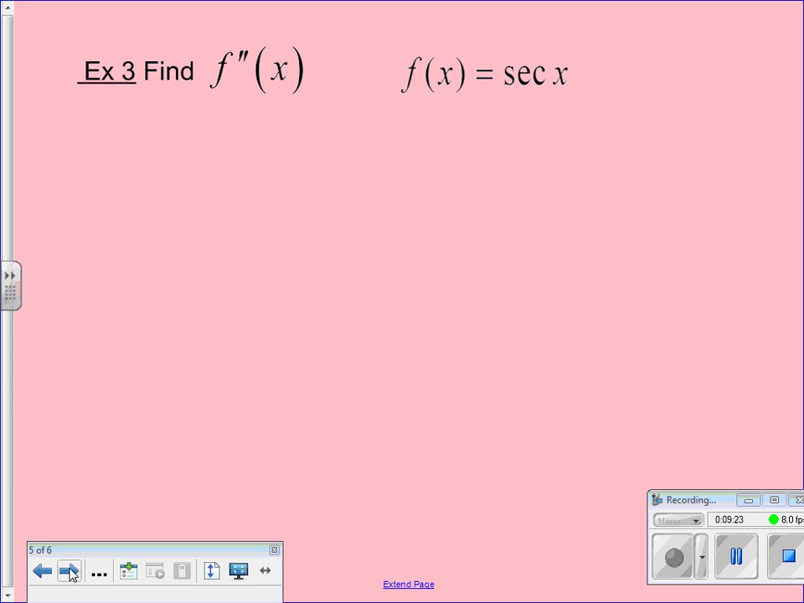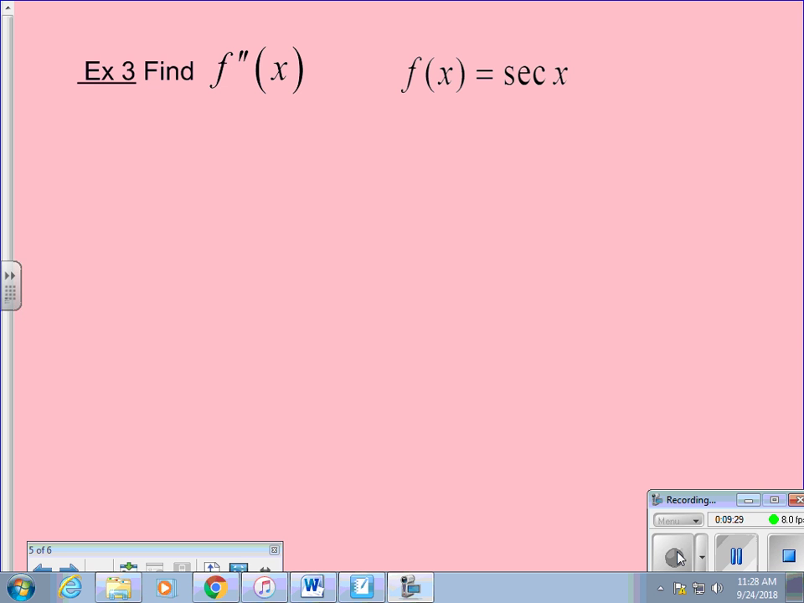Okay, your turn. Do this one. Find the second derivative. Okay, so let's go ahead and do this. So f prime. The derivative of the secant is secant tangent. Yeah. Okay. That's when I have to pause, particularly because it's been a while. Secant tangent. So that's the first derivative.